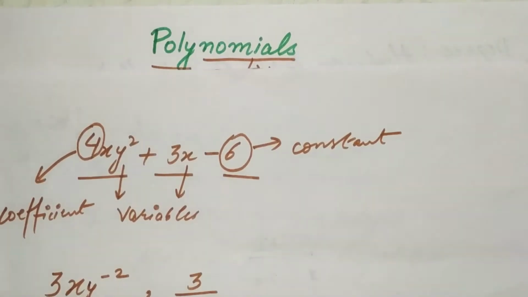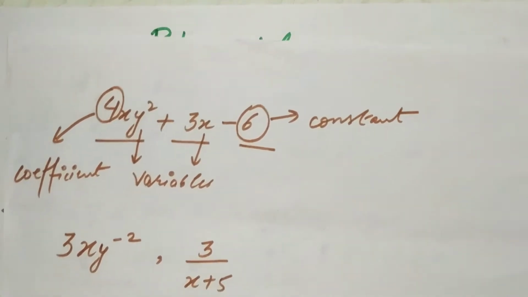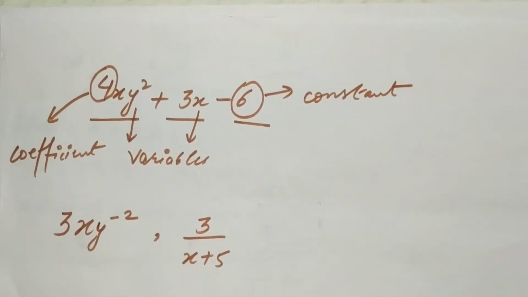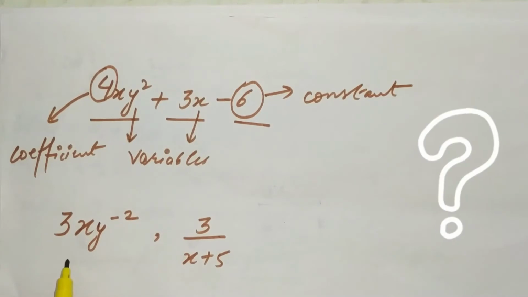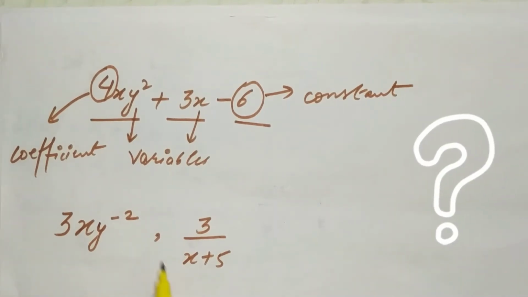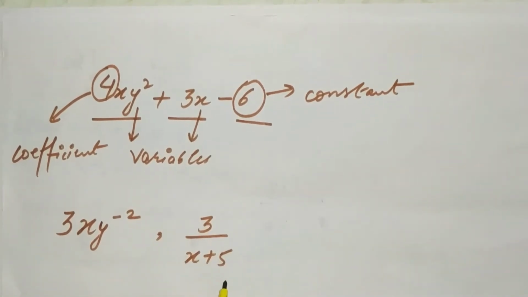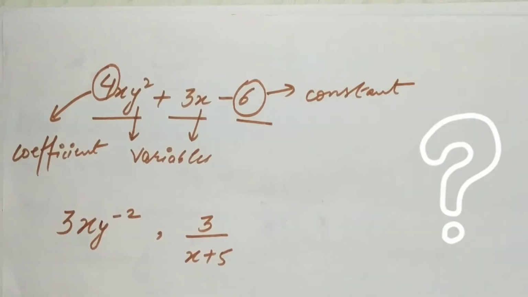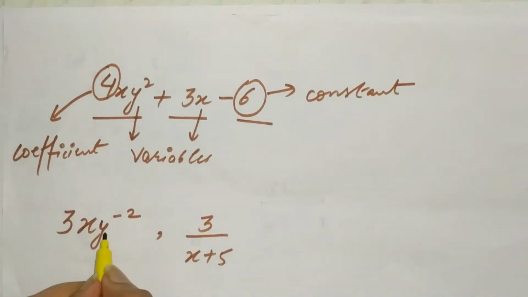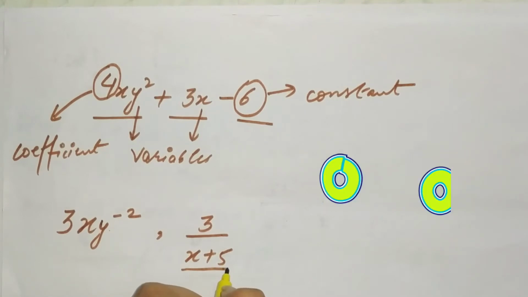A question for you. Is 3 multiply x multiply y raised to the power minus 2 a polynomial? Is 3 divided by x plus 5 a polynomial? No, since power of y is a negative integer and same is here.